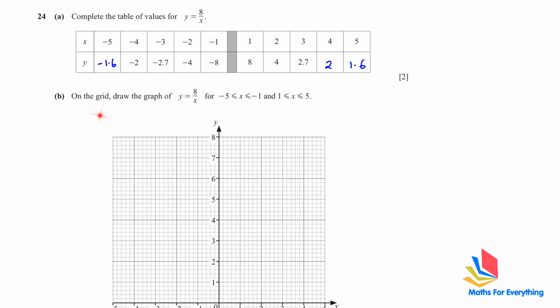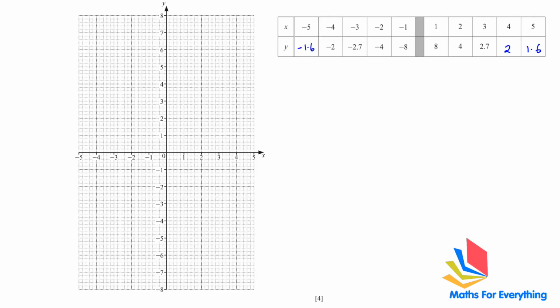Next, on the grid, draw the graph of y is equal to 8 over x. We already have our x and y values, we just have to plot them. So these are our x values and these are our y values. This is the y-axis, this is the x-axis. When x is -5, y is -1.6. Each line is 0.2, so -1.6 is going to be here. And then when x is -4, y is -2.